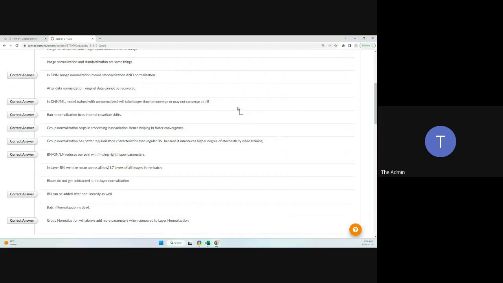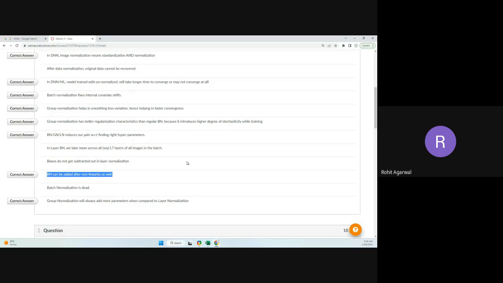Bias normalization can be added after non-linearity as well. That's not true. Why is this not true? After ReLU we add batch normalization just to make sure that all the positives are not always carried out and we get negatives. So there is no problem of adding it before or after, it's one and the same thing. Batch normalization is dead? Definitely not dead. Group normalization will always add more parameters when compared to layer normalization.